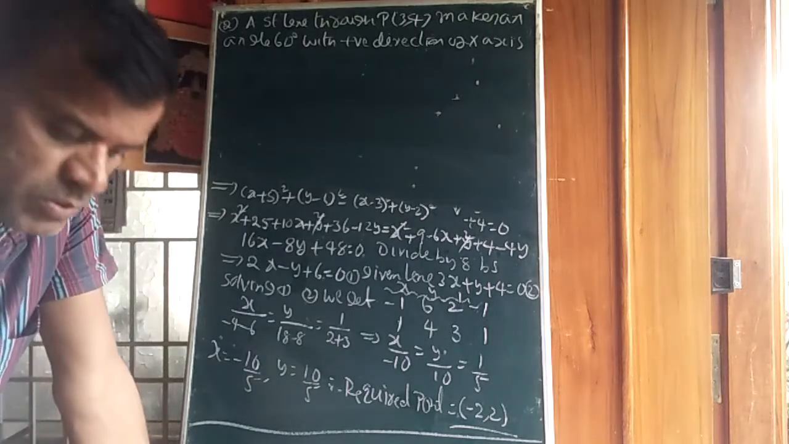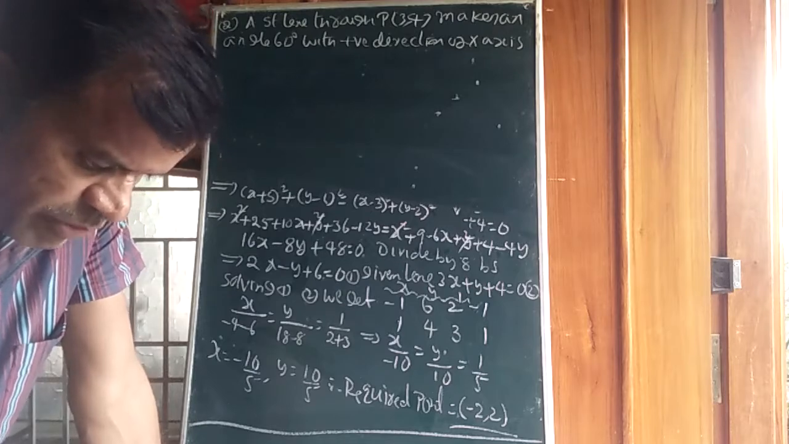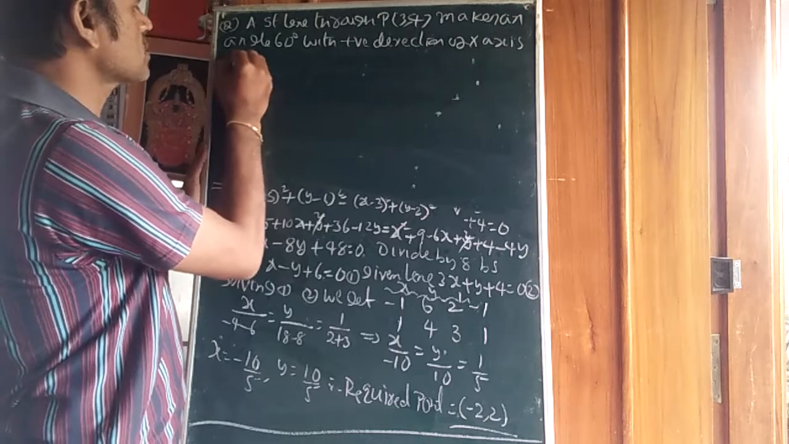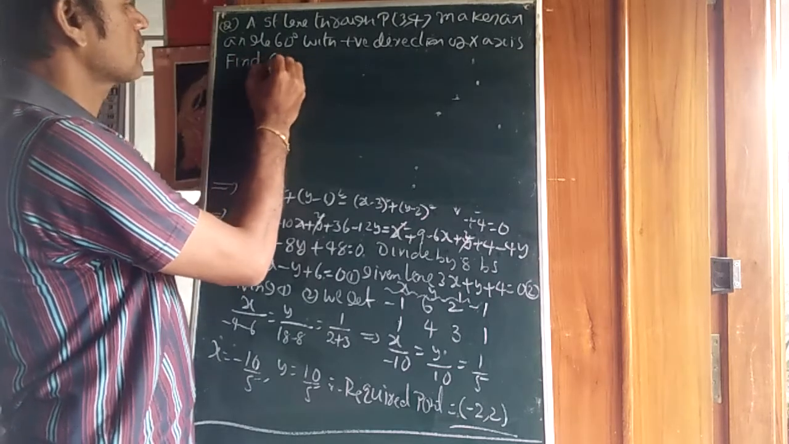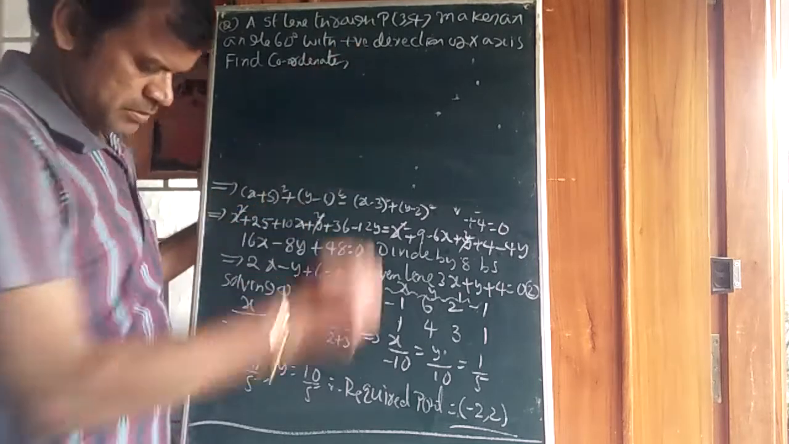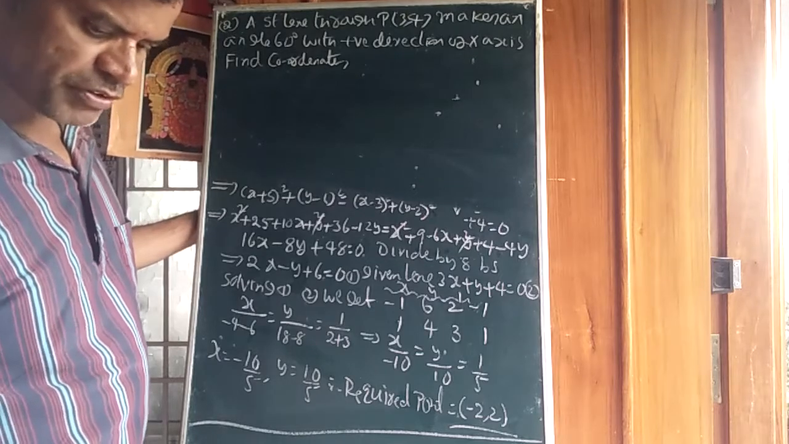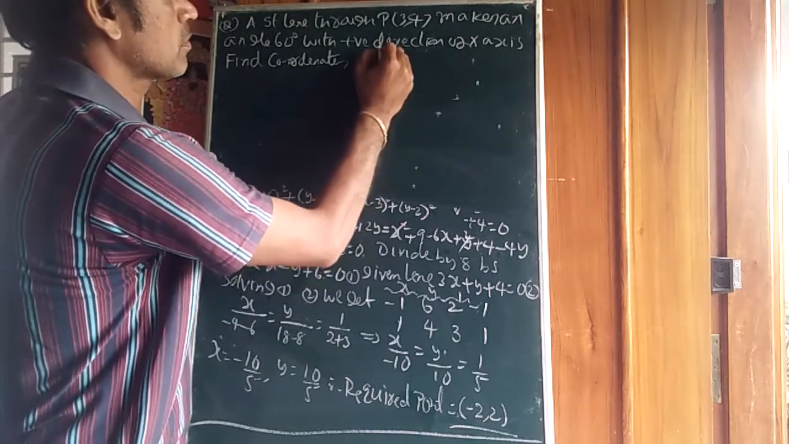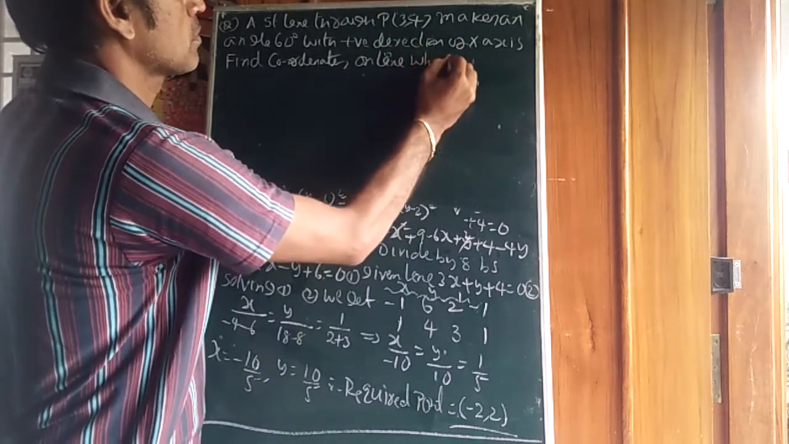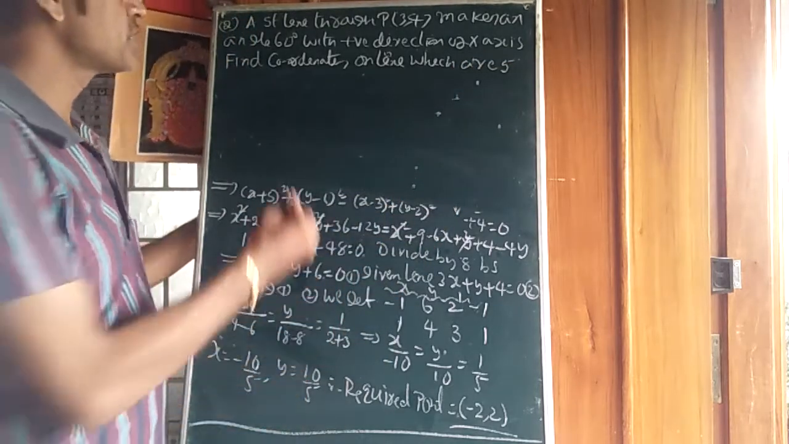A line makes an angle of 60 degrees with the positive direction of the x-axis. Find the coordinates of the points on the line which are 5 units away from P.